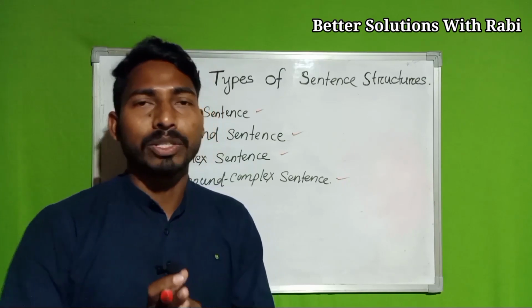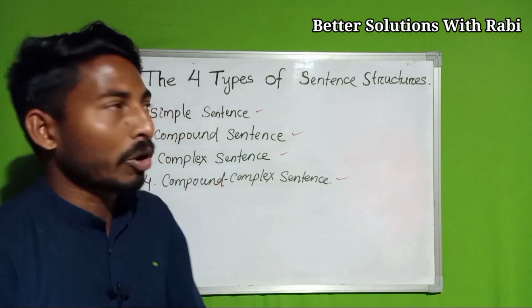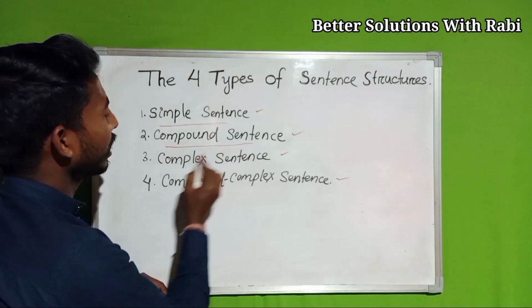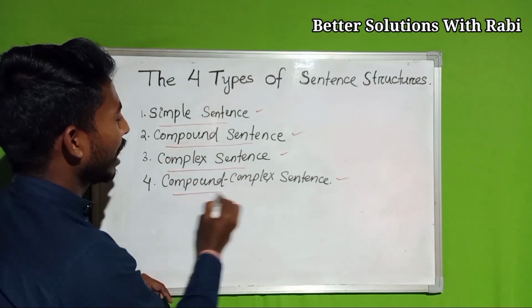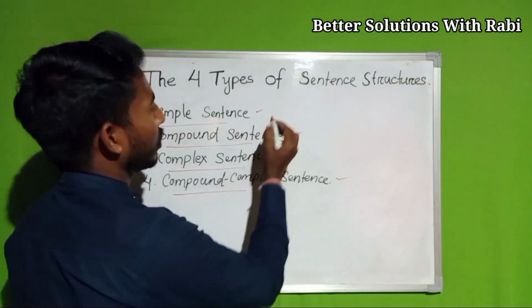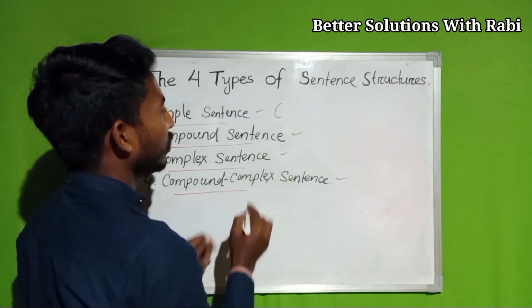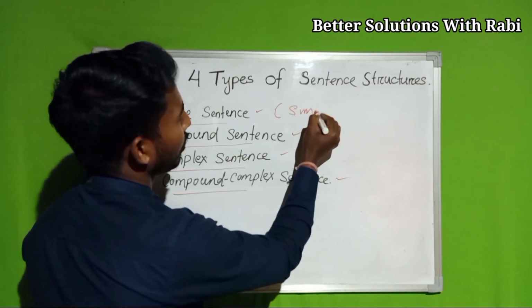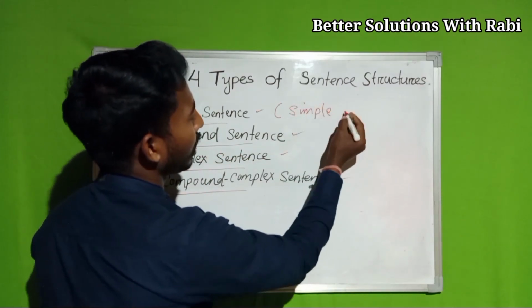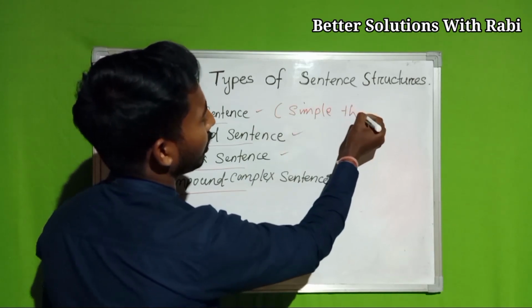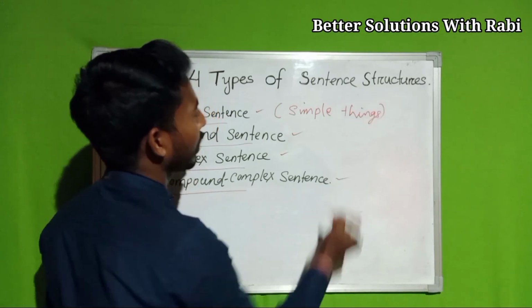Let me advise you one thing: you must always go through their names, because these names tell us the hub of the thing. They make it easy to understand. Let me tell you how. In the simple sentence, we always talk about simple things. There is nothing critical spoken about here. Simple things are discussed here. There is no complexity here.